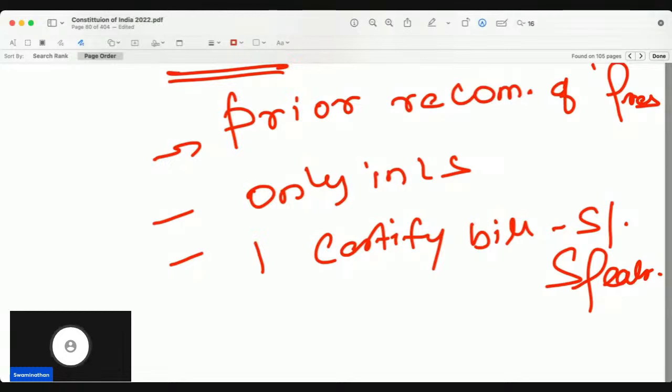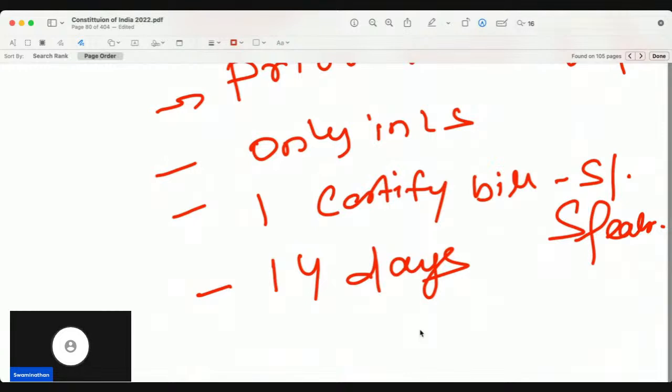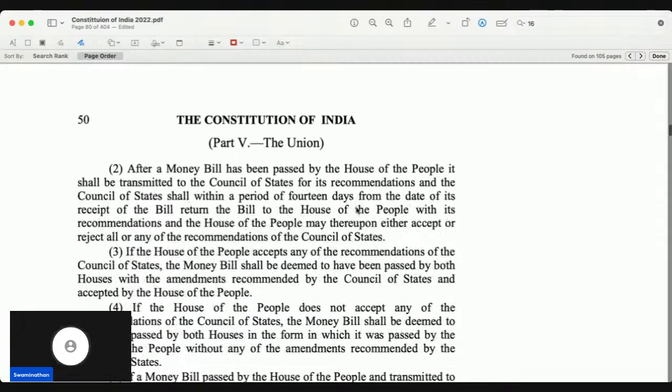After the bill is passed from the Lok Sabha, it will go on to the Rajya Sabha. Rajya Sabha does not have any real power; it can at maximum keep the bill with itself for 14 days. Within 14 days, Rajya Sabha will have to pass the money bill, otherwise it will automatically be passed. Rajya Sabha has no power to amend or reject the money bill. So Rajya Sabha has no effective power. It has only one power: it can hold the bill for up to 14 days.